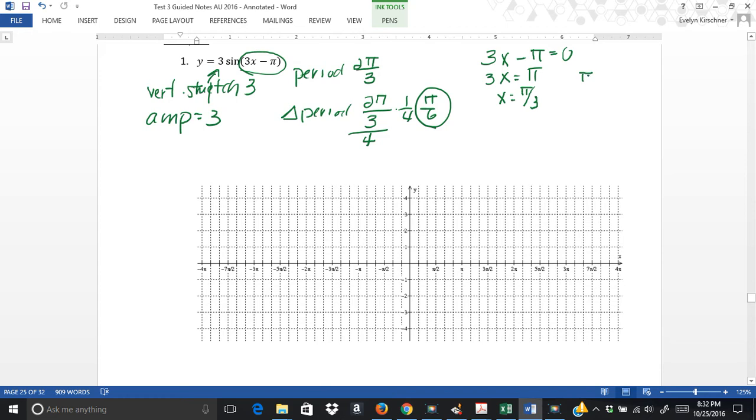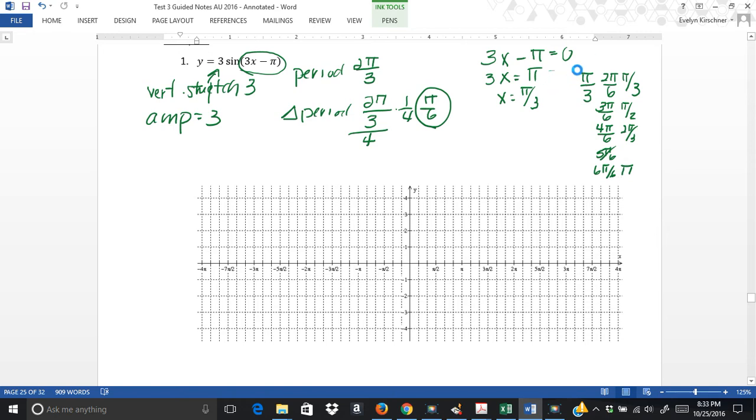So I have pi over 3, and I'm going to add pi over 6. I'm going to call this 2 pi over 6, so it'll be easier. Then I have 3 pi over 6, 4 pi over 6, 5 pi over 6, and 6 pi over 6, which is the same as pi, 2 pi over 3, pi over 2, and pi over 3. So those are my points. And if I start at pi over 3 and I add 2 pi over 3, I end at pi. So I do have the right start and end.